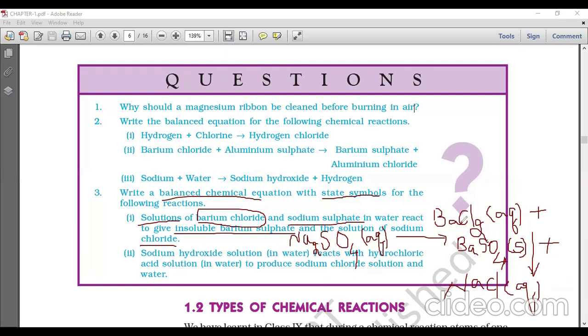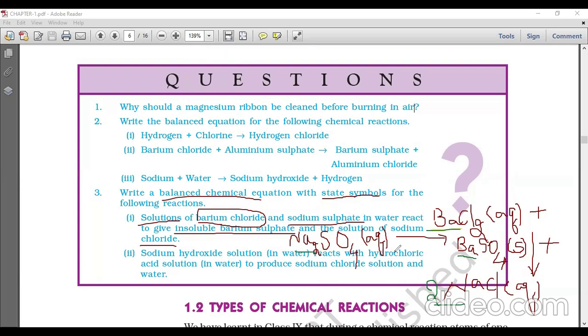Barium, how many do you have? You have one barium here, and the right side also has one barium. It is balanced. Now, what about chlorine? Chlorine you have two here, and here you have only one. So what I do is I'll put two here. Now, what about sodium? Two sodium and two sodium. What about chlorine? Two chlorine and two chlorine, balanced.